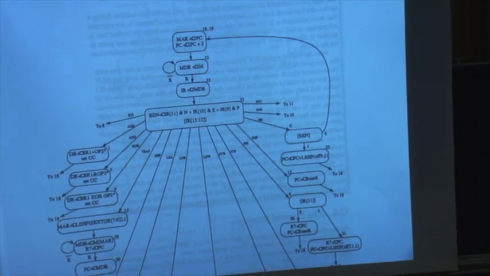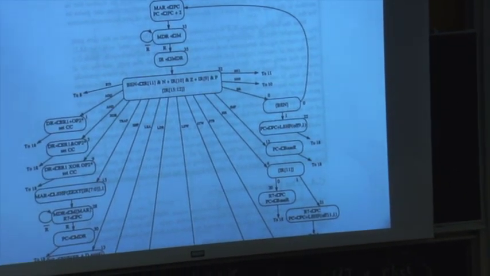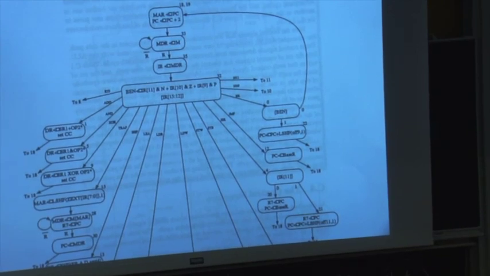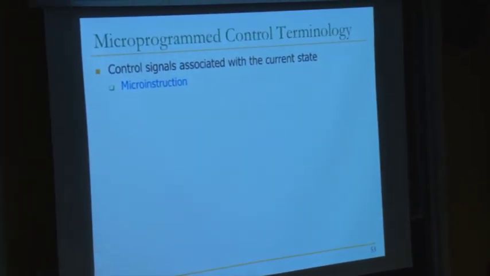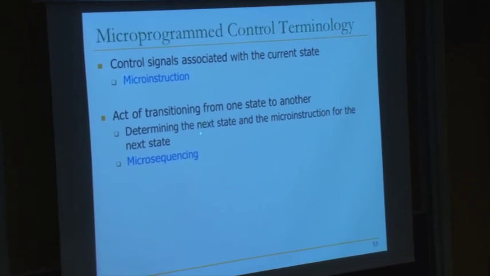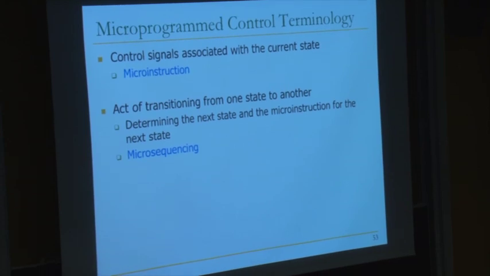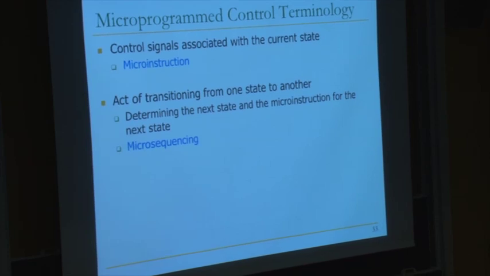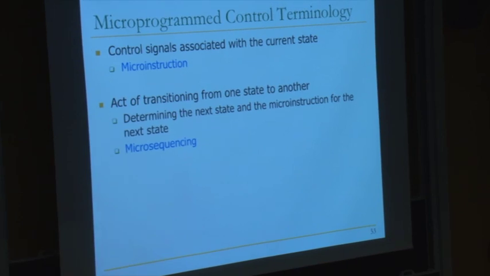So some terminology. I'll give you some terminology in microprogram control. You will see this in many places. The control signals associated with the current state are also called the micro-instruction, the set of control signals for that current state. The act of transitioning from one state to another, determining the next state and the micro-instruction for the next state, is called microsequencing. You'll hear the term microsequencer. In fact, Intel and AMD processors have this microsequencer inside. They sequence to a next state.